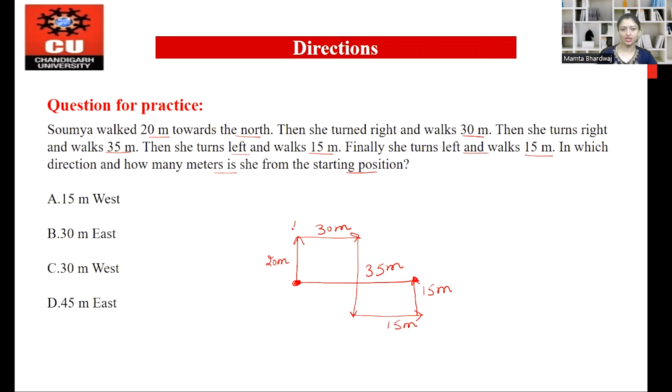So as we can see, this is north, south, west, and this is east. If this distance is 30, so this will be 30. And if this distance is 15, this will also be 15. So 30 plus 15 gives us 45 meters. And which direction? East. So she is 45 meters in the east direction from the starting point. So option D comes out to be the answer, which is 45 meters east. I hope the question is clear.